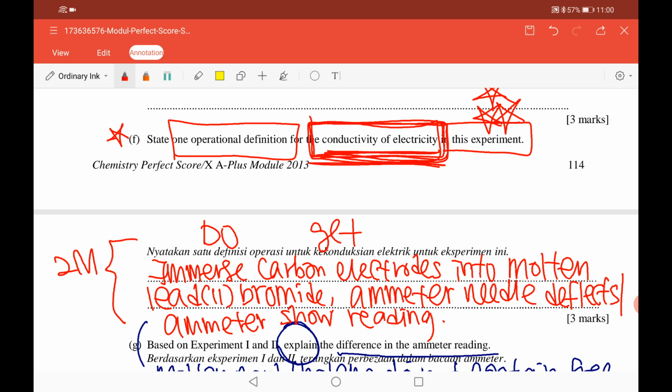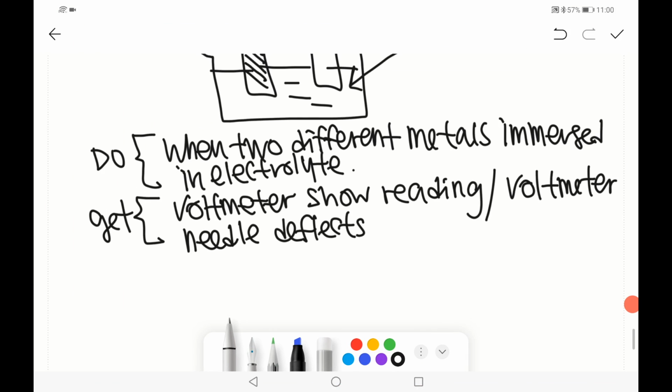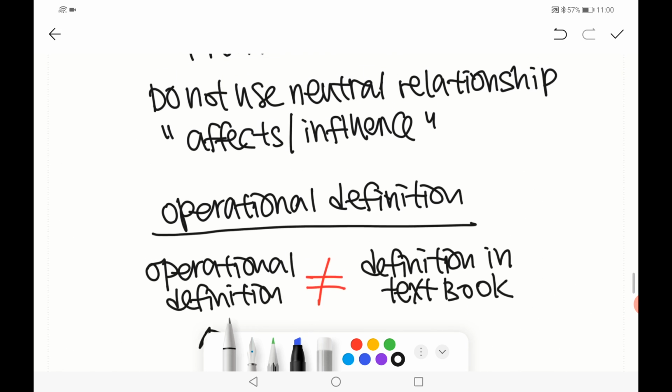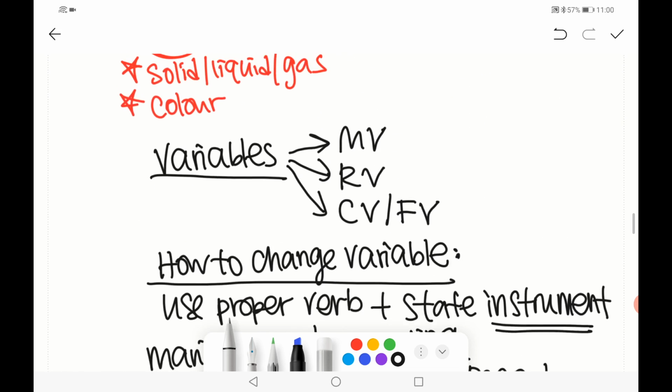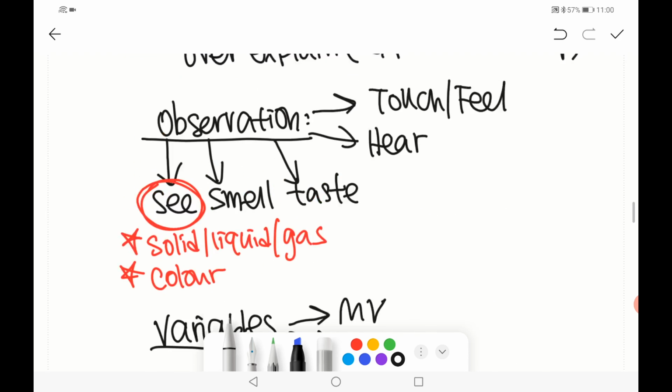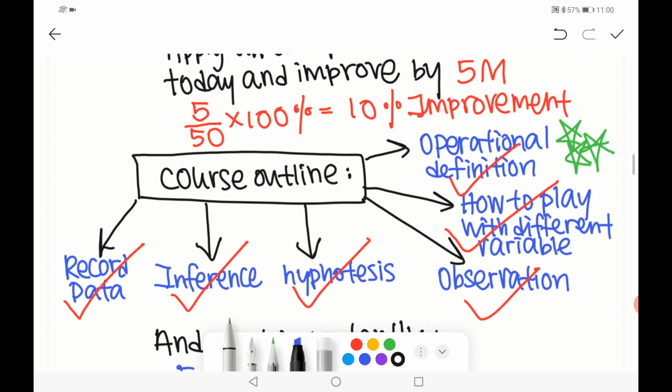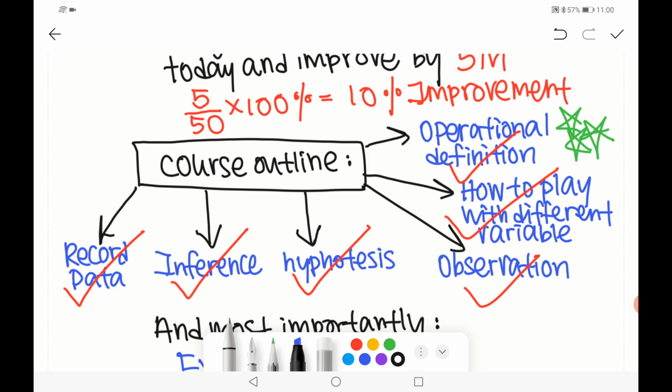So a very quick summary here. Up to this moment we have run through this mini course quickly. In this mini course we have run through how to record data, the decimal point you should use, what is inference, what is hypothesis, what is observation, how to take action to play with different variables, and most importantly, the operational definition.